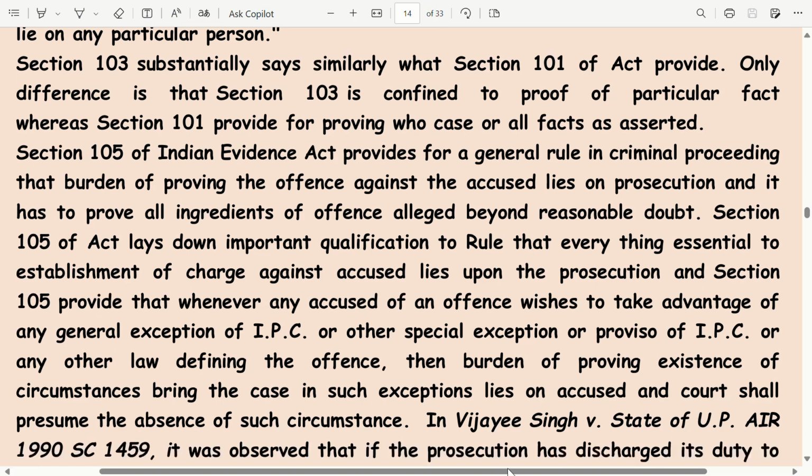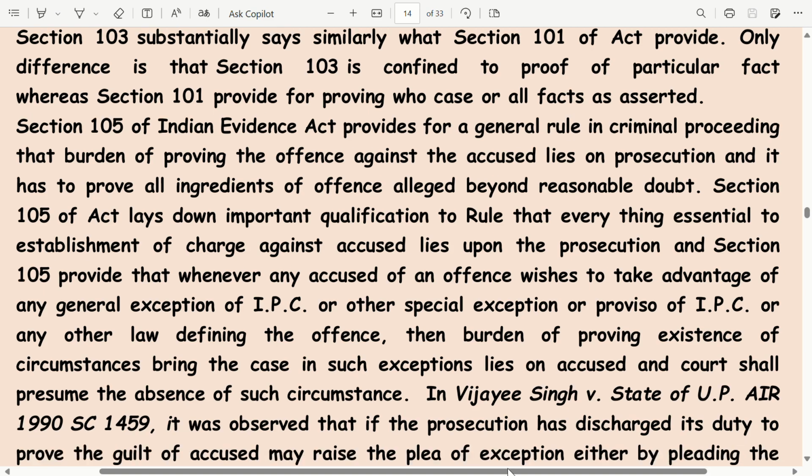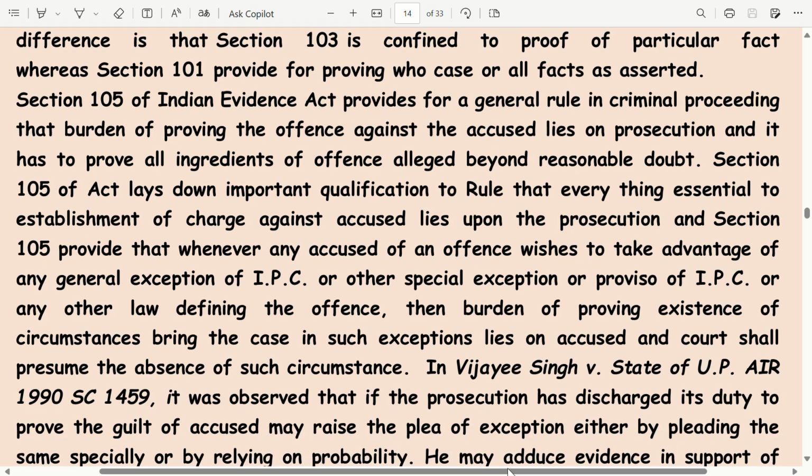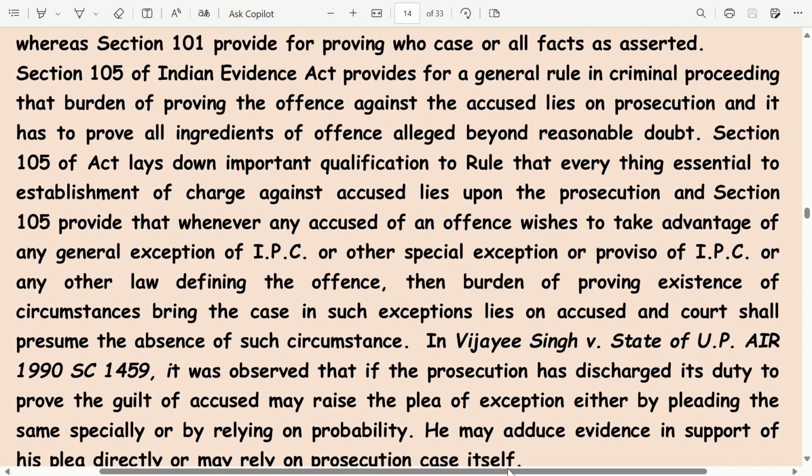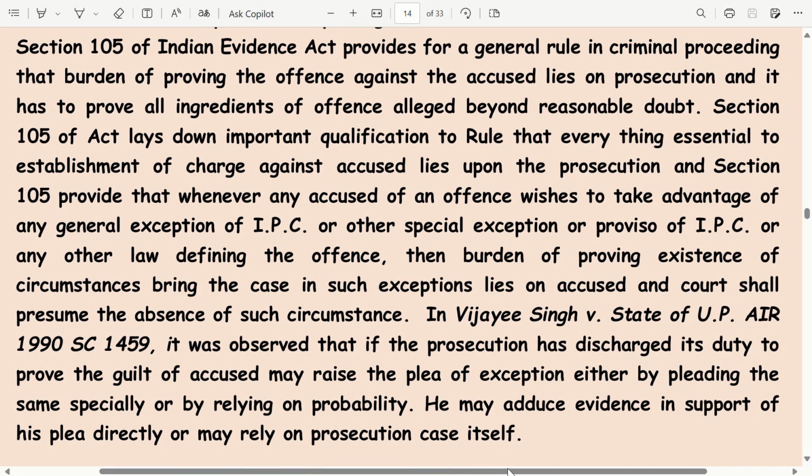In Vijay Singh versus State of Uttar Pradesh, AIR 1990 SC 1459, it was observed that if the prosecution has discharged its duty to prove the guilt of the accused, he may raise the plea of exception either by pleading the same specially or by relying on probability. He may adduce evidence in support of his plea directly or may rely on the prosecution case itself.